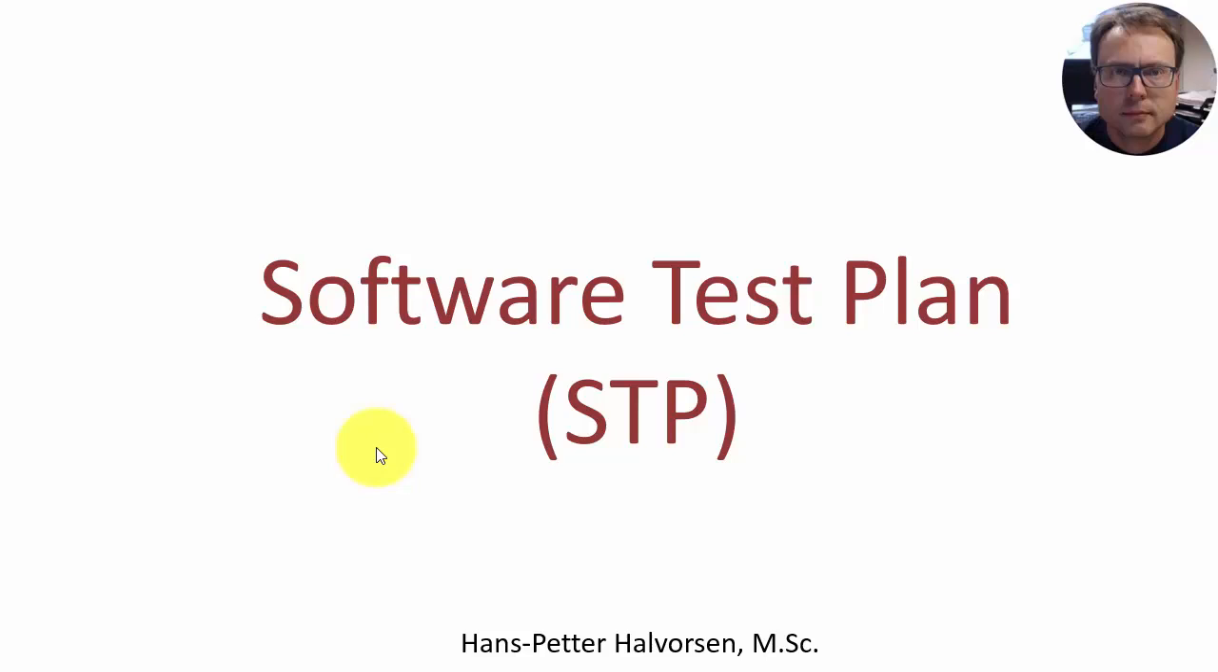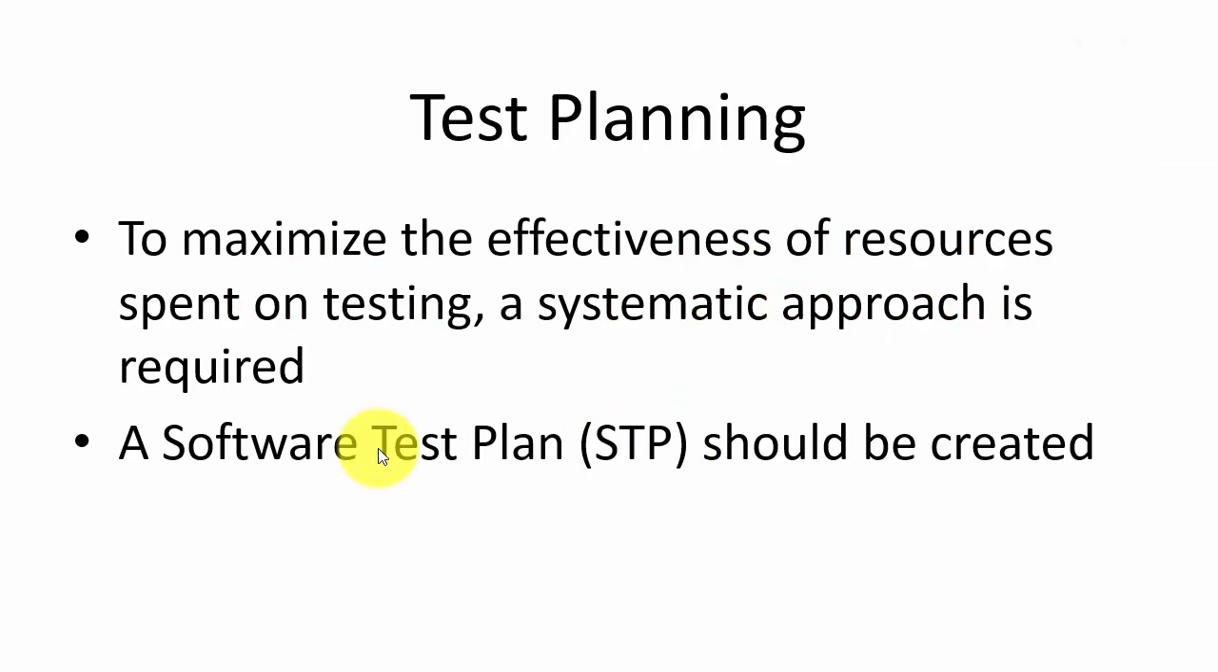Next, we will talk about the software test plan, which is an important document in order to focus on what should be tested, how we should test, when, etc. So all these things should be included in a software test plan. Test planning is to maximize the effectiveness of resources spent on testing, and having a systematic approach when testing is very important. That's why we should create and use a software test plan.